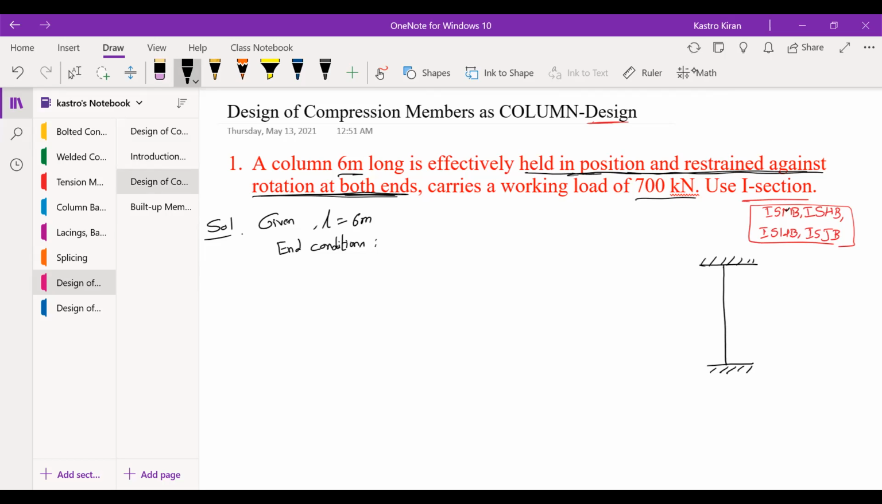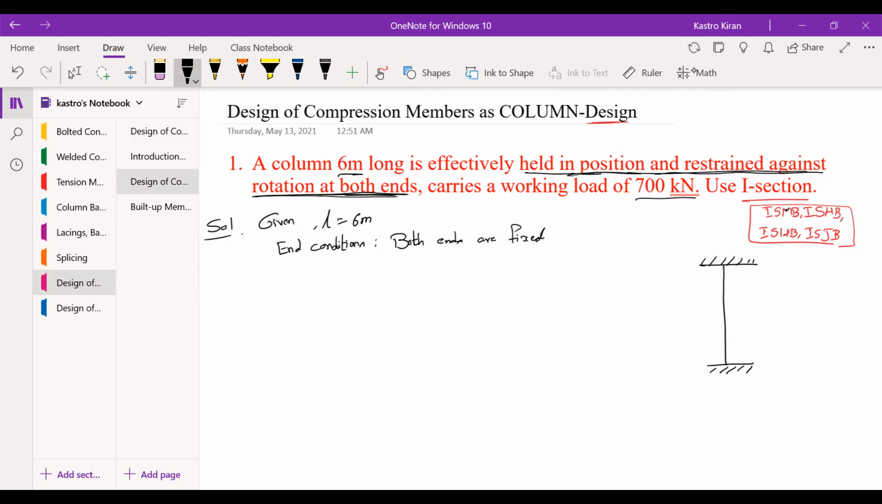only when the column is fixed you don't find any rotations. If the column is not fixed, you will obviously find certain kinds of movements or rotations. So from this, both ends are fixed. This is what they have specified. So both ends are fixed.